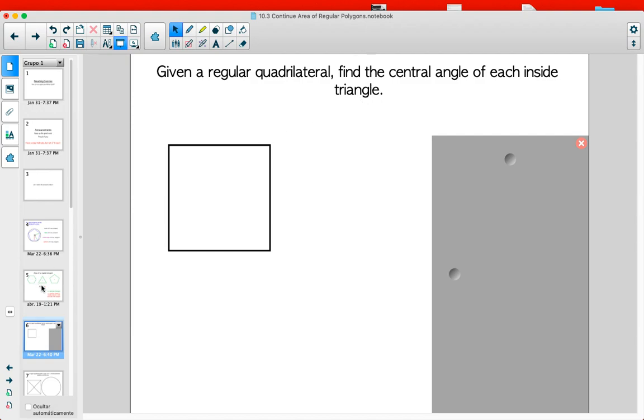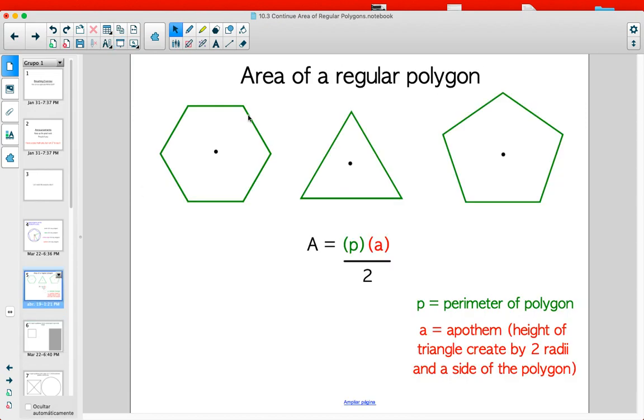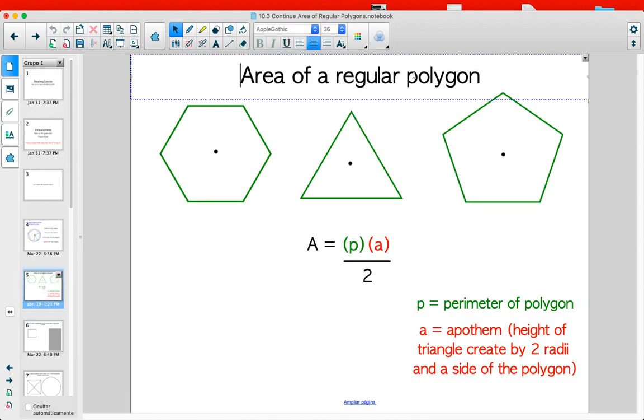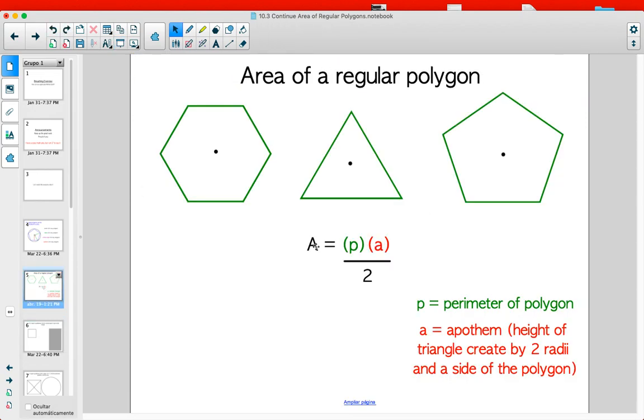Let's quickly recap the area of a regular polygon. So this is the area of a regular polygon. We have area equals perimeter, which is everything in green. So the perimeter is if you walk around the shape. Again, you walk around all the three sides of the triangle, walk around the three sides of the pentagon. And the apothem is the height of the triangle created by two radii and the side of a polygon.